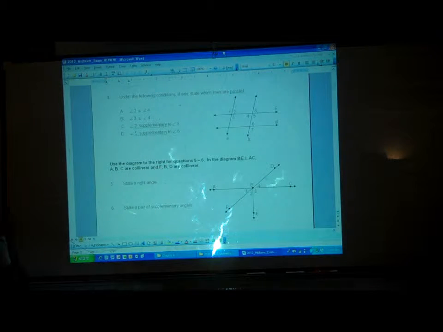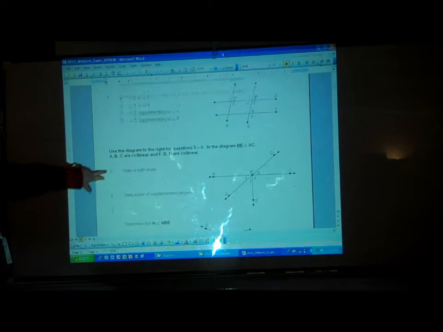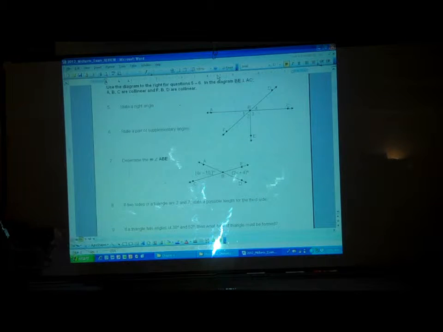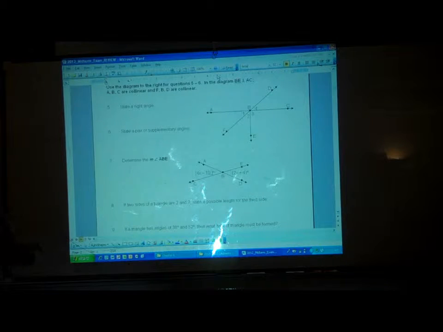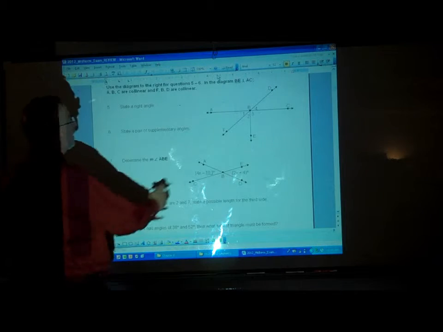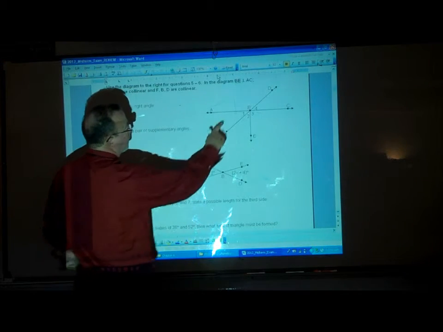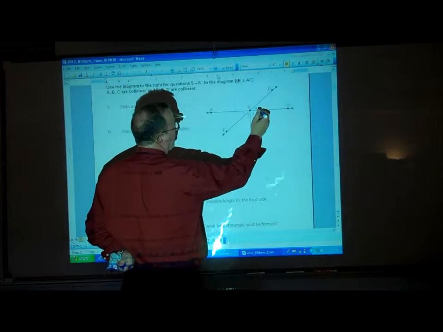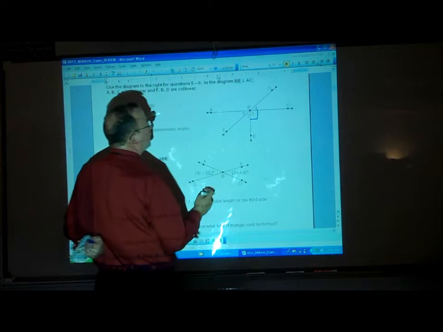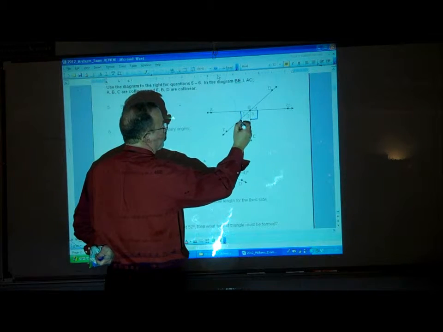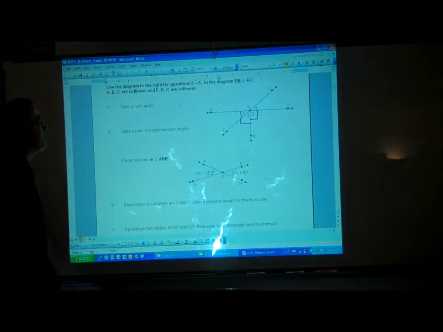All right, for number 5, it says use diagram for questions 5 and 6. In the diagram, BE is perpendicular to AC. That means this is a right angle here. If that's a right angle, we know that this is also a right angle. So we've got 2 right angles there.